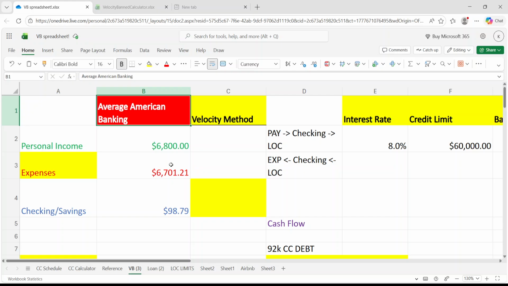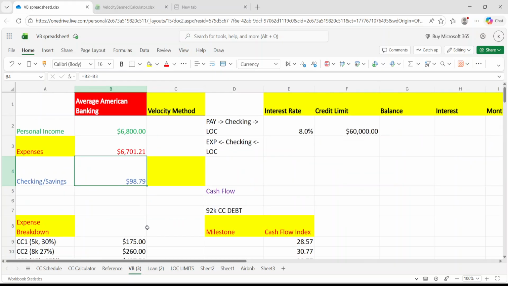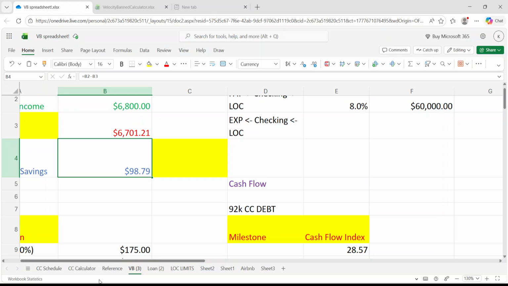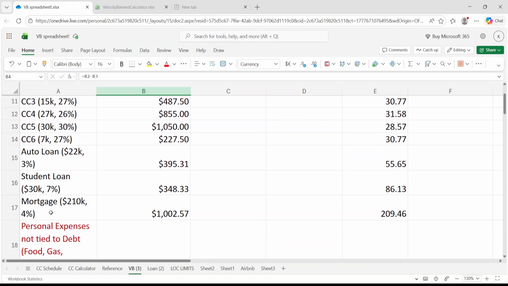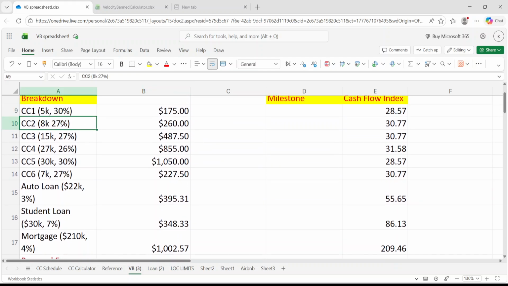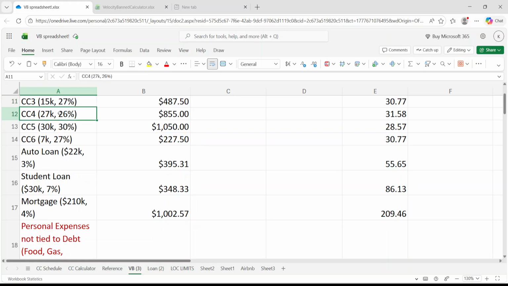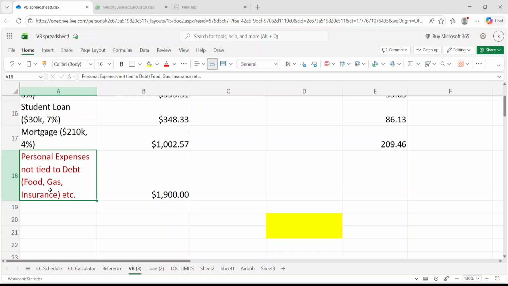First step in modeling debt payoff is that we have our income, we have our expenses, we have our leftover checking and savings, and then we need to create an expense breakdown where we list every single debt that we have. So all of our debts are in the black font, each in its own line item, and we have to list the payment associated with each debt. And then this one here is your personal expenses not tied to debt that you always have to pay for, even if you were debt free: food, gas, insurance, and all that.